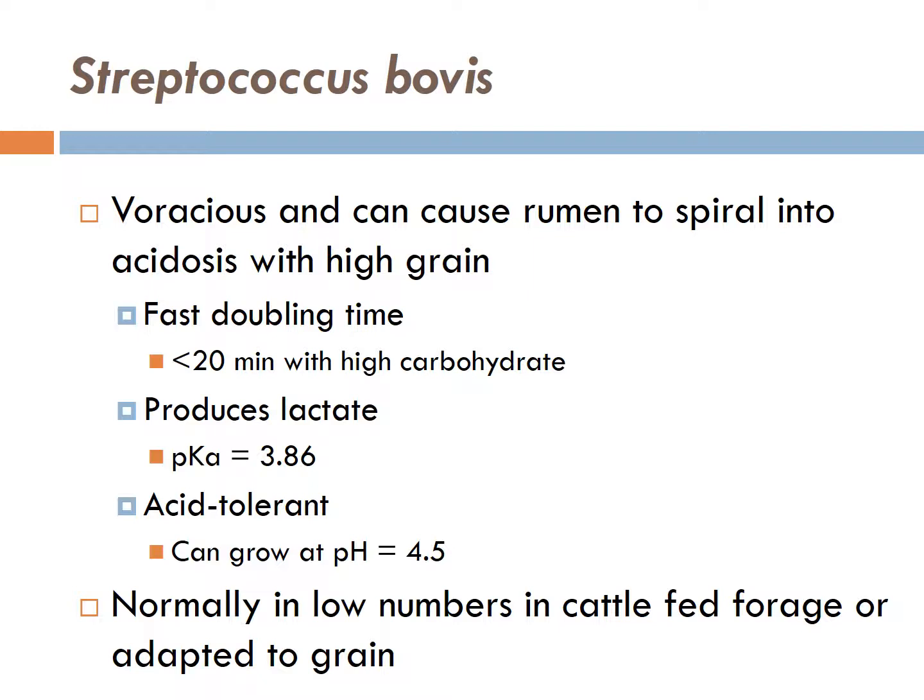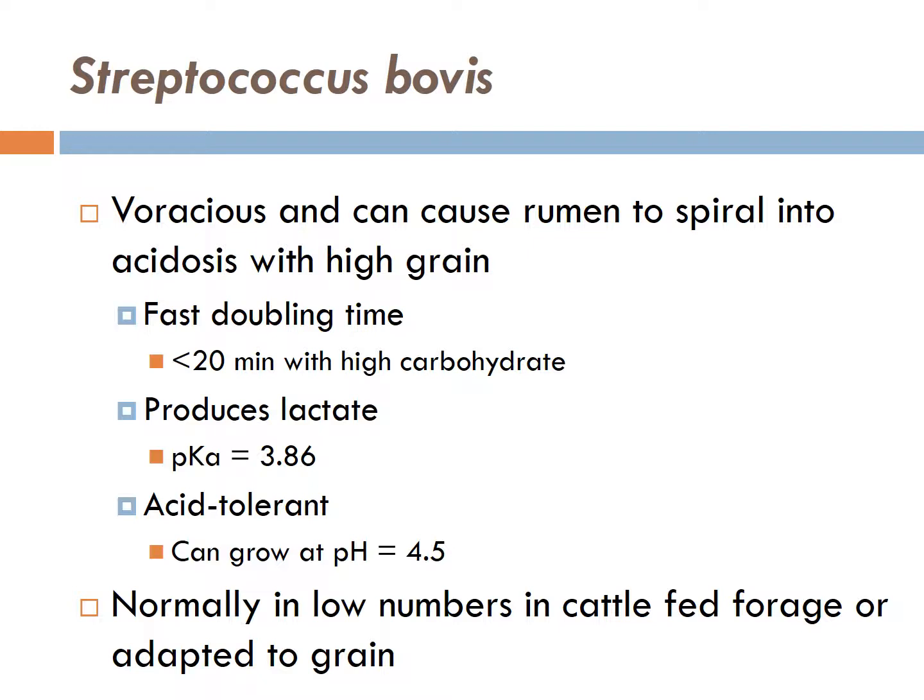This species is voracious, and it can cause the rumen to spiral into acidosis when the animal is fed high grain, particularly when the animal is unadapted to the high grain. This species has a very fast doubling time. It's less than 20 minutes with high carbohydrate. In the lab, we've measured doubling times as low as about 15 minutes. You can almost watch it grow in front of you.